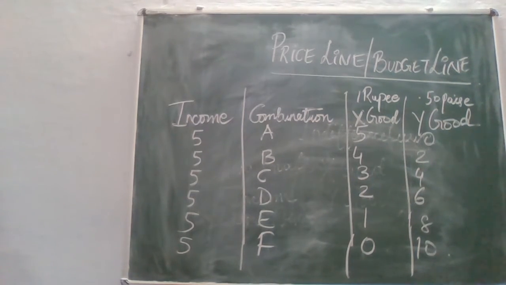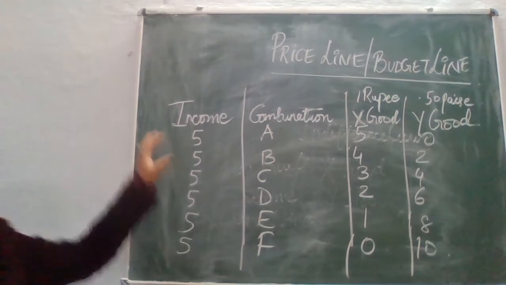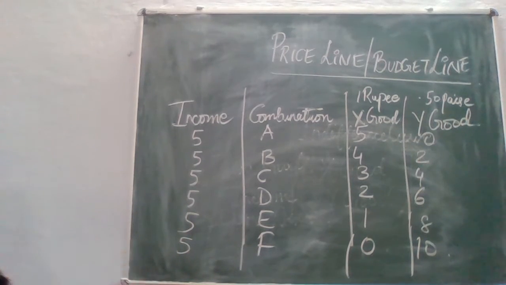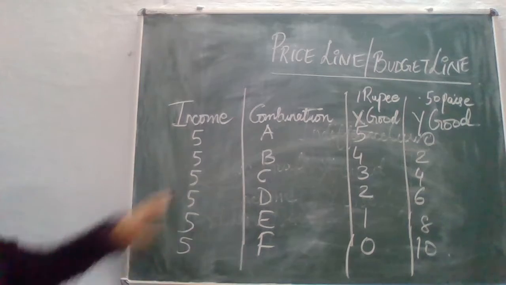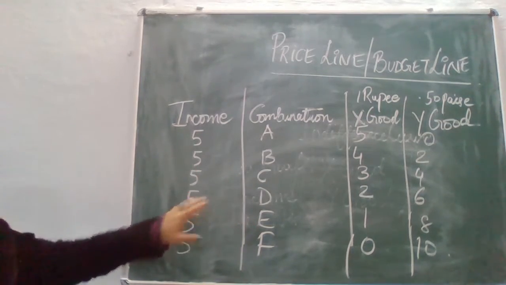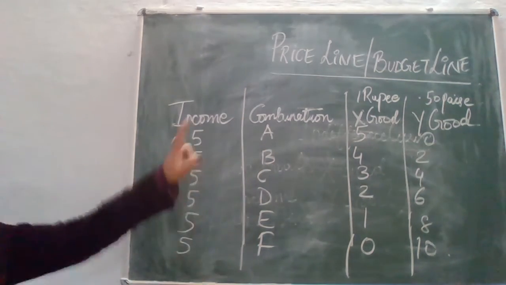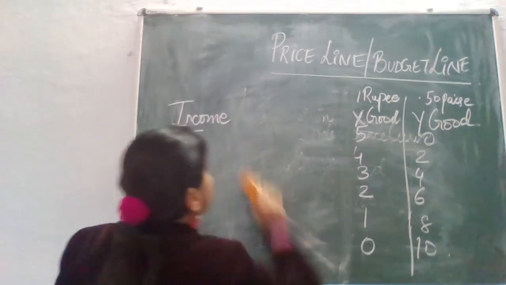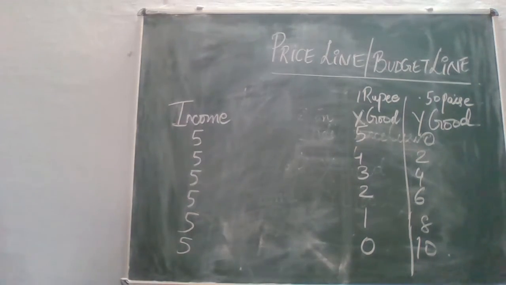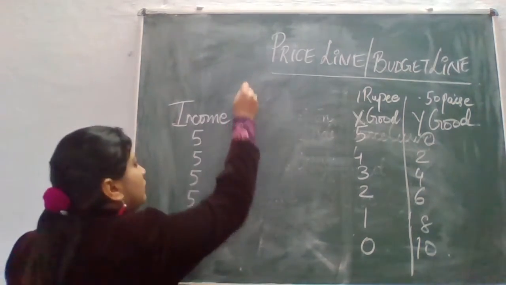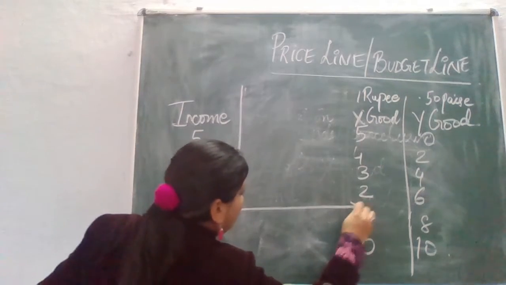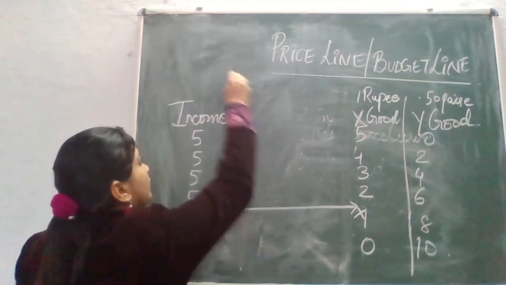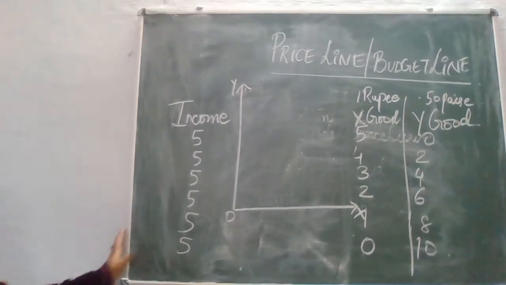I hope this table is clear to you: income, combination, X good and Y good. So now we would be drawing the diagram out of this. I am rubbing this combination so that I can show you the diagram. X-axis, Y-axis, we are having two goods, X good and Y good.